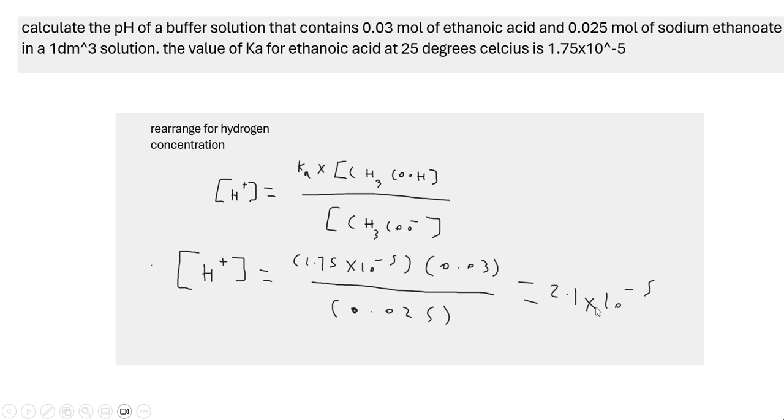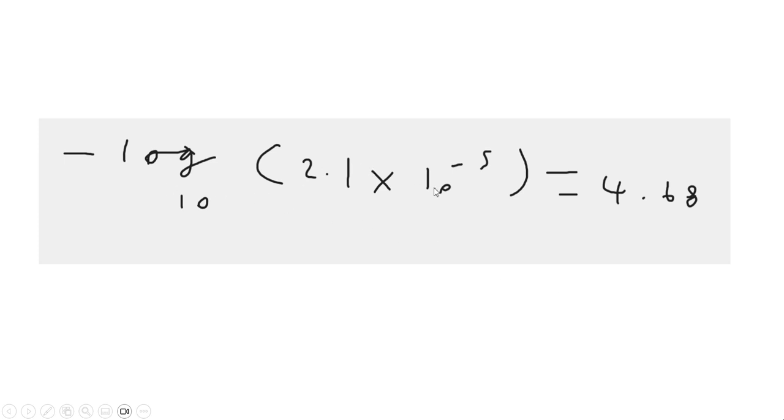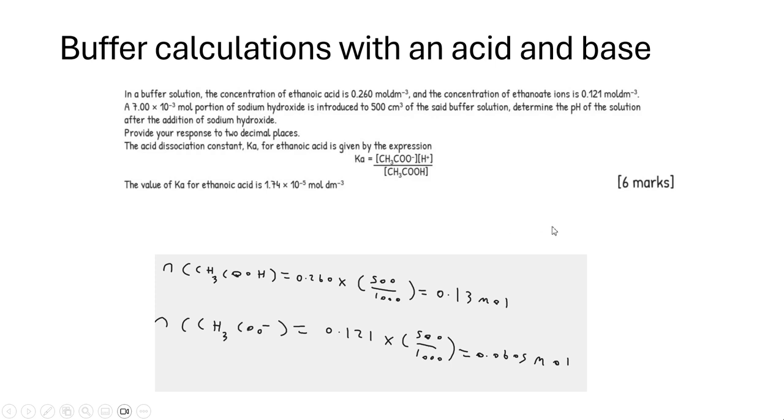Then just put that all together, you get the H plus concentration, and then you just do minus log 10 of that to get the pH. So minus log 10 of that gives you the pH of 4.68. Obviously, this is an acidic buffer, so that makes sense.